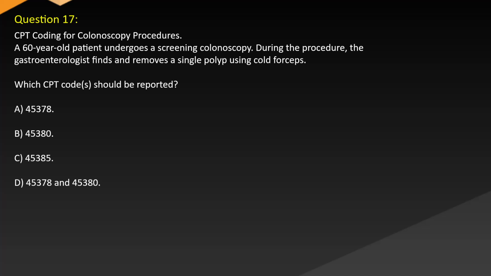Question 17. CPT coding for colonoscopy procedures. A 60-year-old patient undergoes a screening colonoscopy. During the procedure, the gastroenterologist finds and removes a single polyp using cold forceps. Which CPT code should be reported? A. 45378, B. 45380, C. 45385, D. 45378 and 45380.